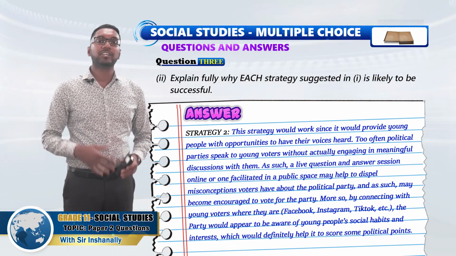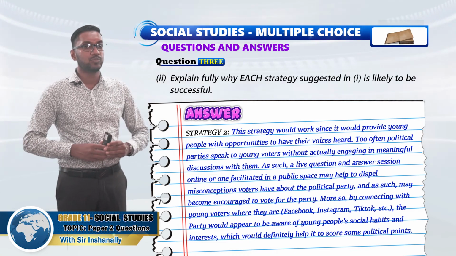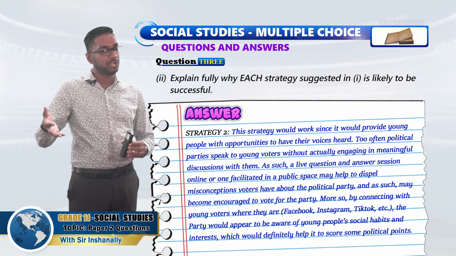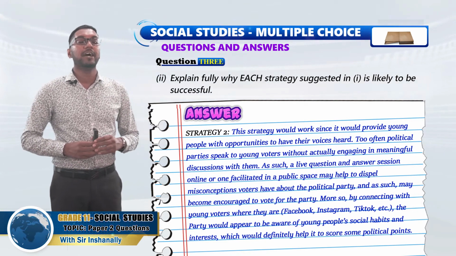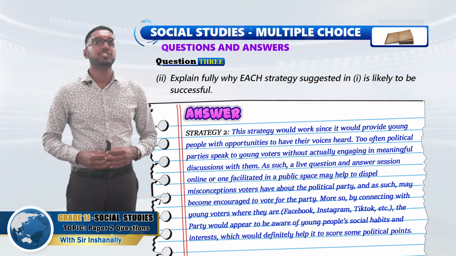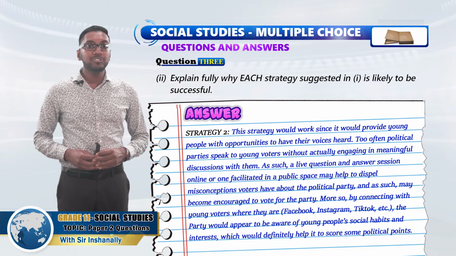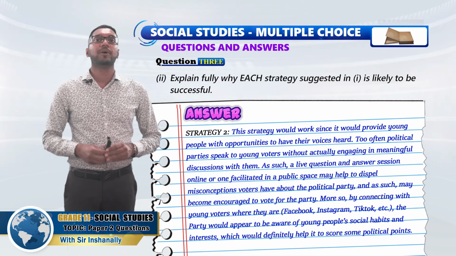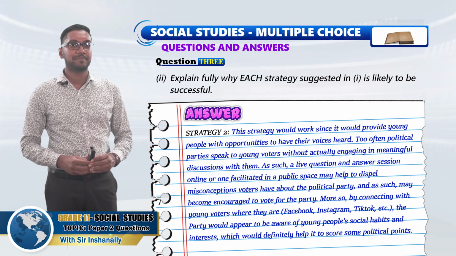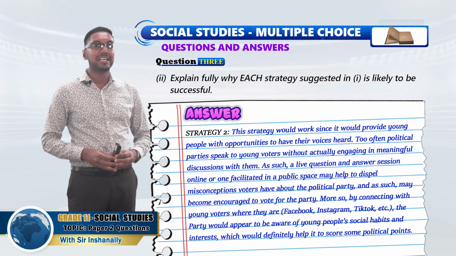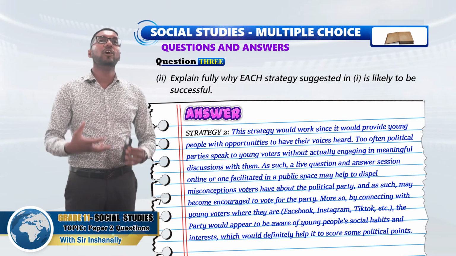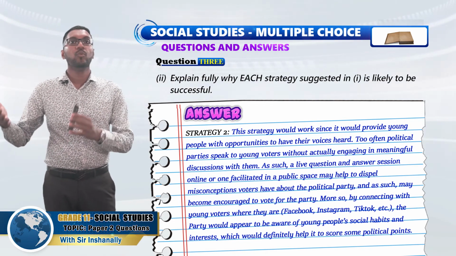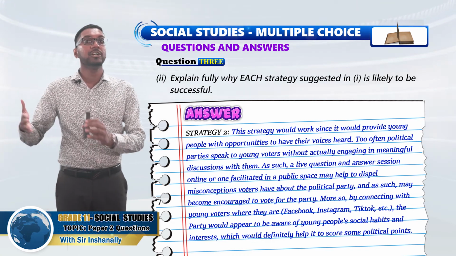More so, by connecting with young voters where they are, Facebook, Instagram, TikTok, etc., the party would appear to be aware of young people's social habits and interests, which would definitely help it to score some political points. And that, students, is an example of how we justify why the strategy will work or why it should work.